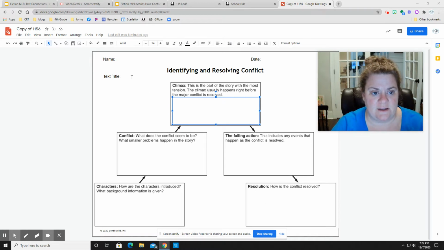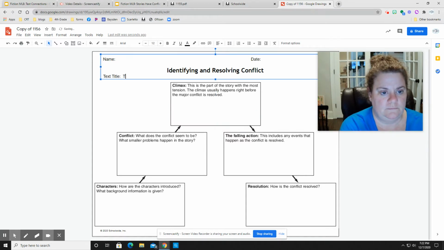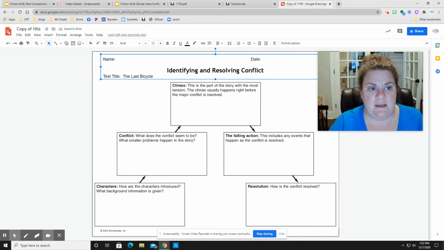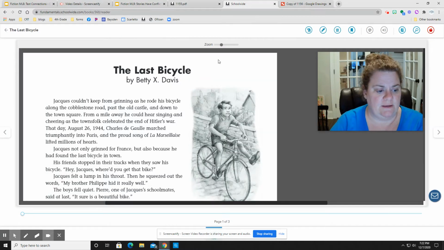All right, so our text title today is The Last Bicycle. And you are going to do this with your own personal book. It doesn't have to be your big chapter book. It might be another day where we pick a good realistic fiction picture book, or it could be a day where you head over to Epic to get a little bit shorter book so that you can finish this in one day. Or it might be a book that you've read in the past that you remember a lot of good details about. All right. So let's read.